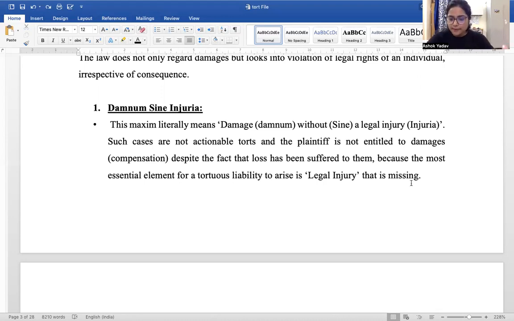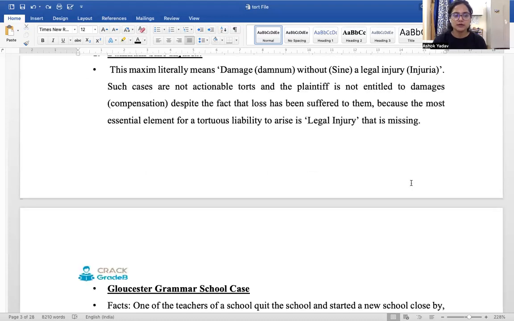Basically, the main element in tort for you to get compensation is legal injury. So the court will always look into whether you suffered any legal injury or not. If the legal injury is proved, then only you will get damages, that is compensation. Otherwise, the court will not grant you any damages, that is, compensation.